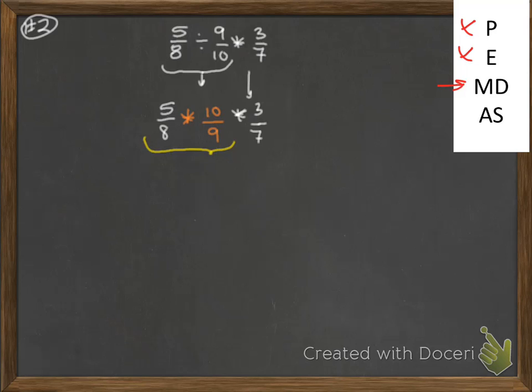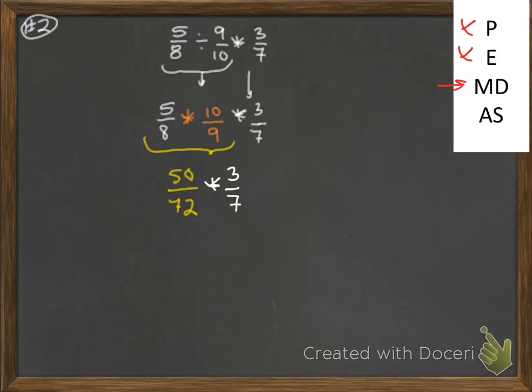Okay, so let's take this first bit. So remember, when we're multiplying fractions, we can just multiply across. So 5 times 10 is 50, and 8 times 9 is 72. Okay, so at this point, you have two options. You can just bring down the 3 over 7 and keep going, keep multiplying. You might realize, however, that there is a way to reduce this.